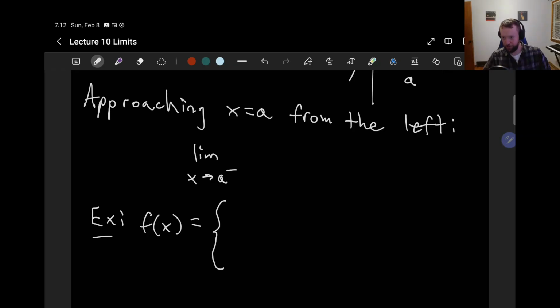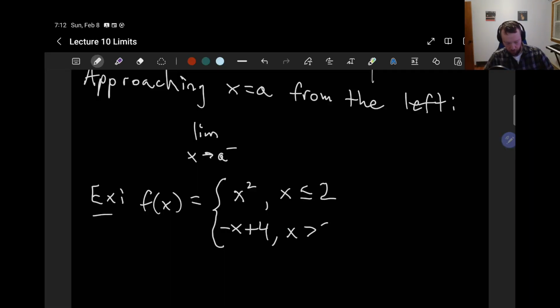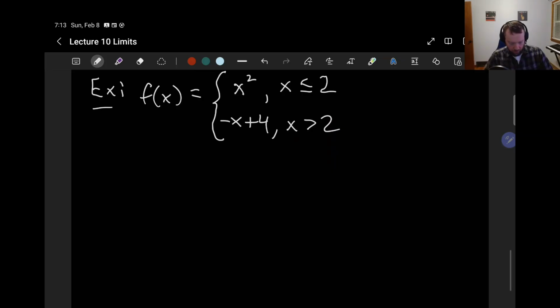Another piecewise, these are good for limits. Let's say it looks like the graph y equals x squared when x is less than or equal to 2. But then it looks like the line y equals negative x plus 4 when x is greater than 2. So this is a bit of a Frankenstein mishmash, if you will. Let's graph that.